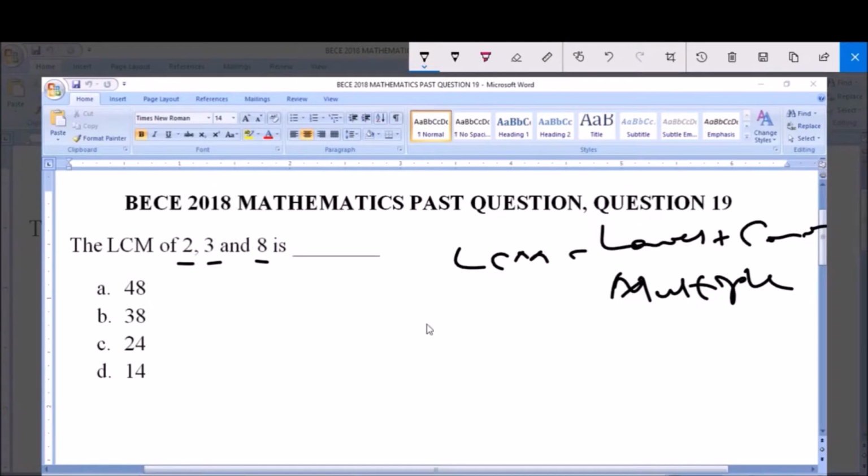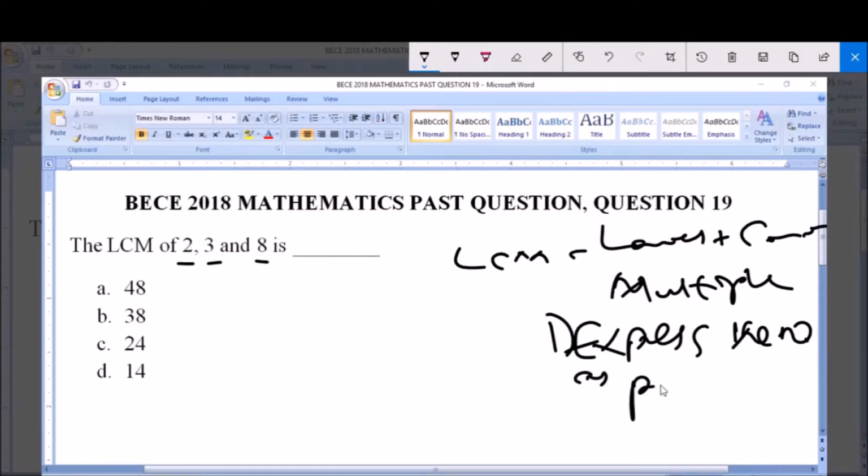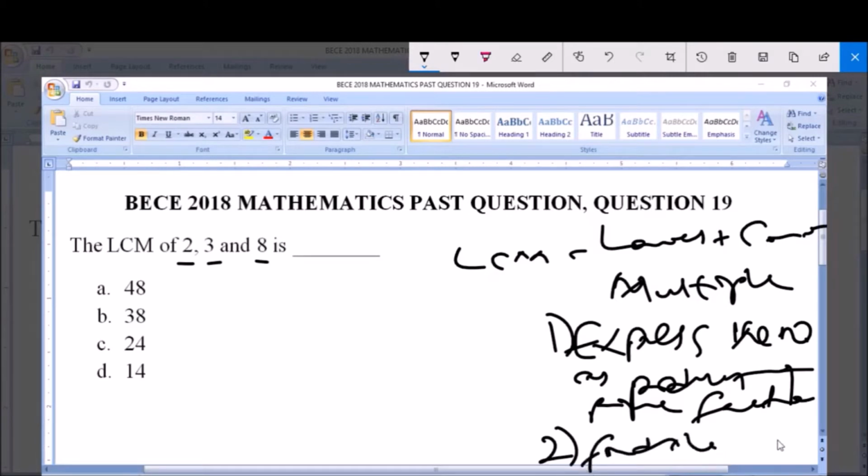And now for us to find the LCM of a given set of numbers, we have 2 rules. First, number 1, you express these given numbers as products of prime factors. Then number 2, you now find the product of all the prime factors in this expression.